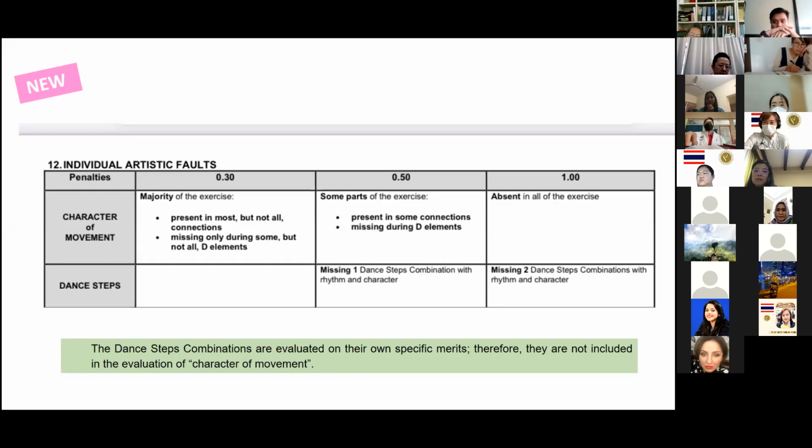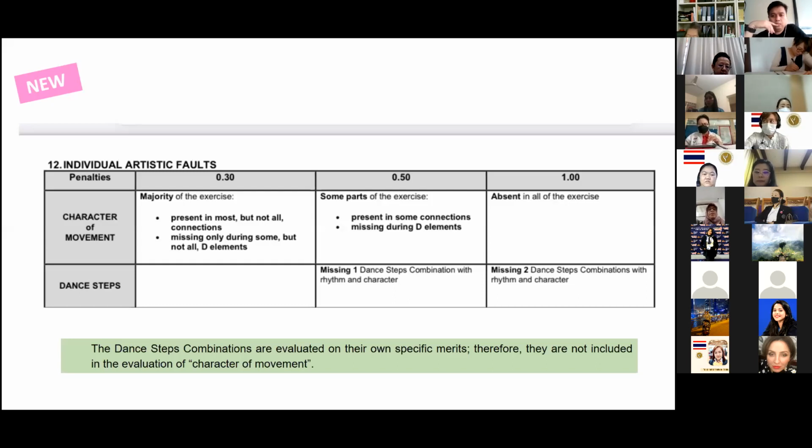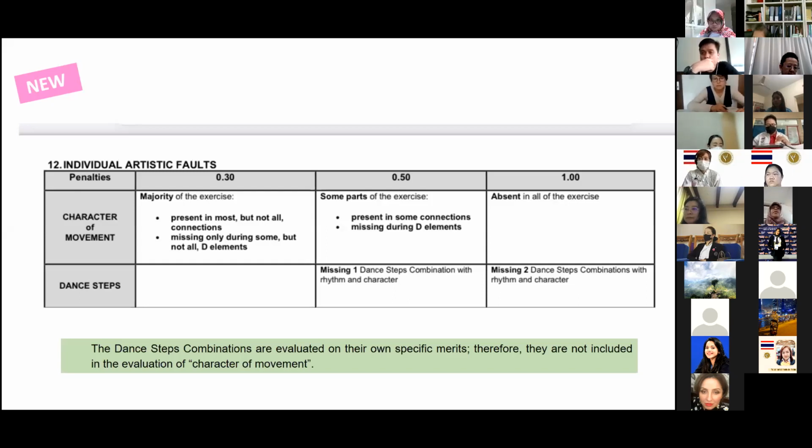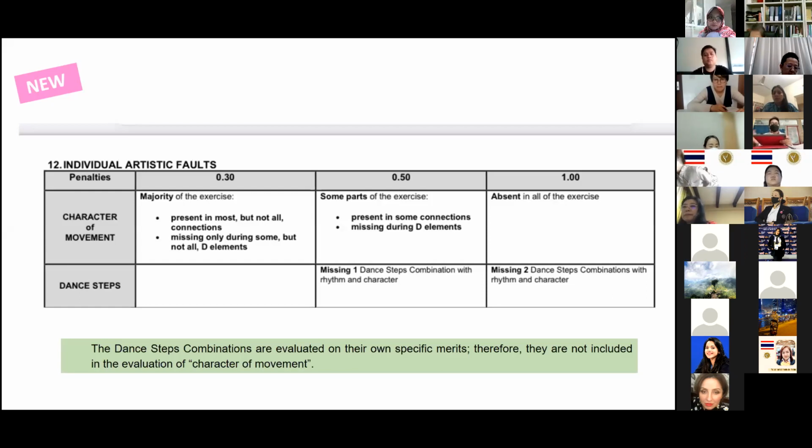Okay, we have the 0.3 when the majority of the exercise has character. But we take this penalty when it is present in most of the exercise, but missing in some connections. Not all connections have character, or it is missing in some D parts, but not all. So it means that the character has to be there in all the exercise, during the difficulty elements and during the connections. When it's missing in some parts, you take the penalty 0.3.